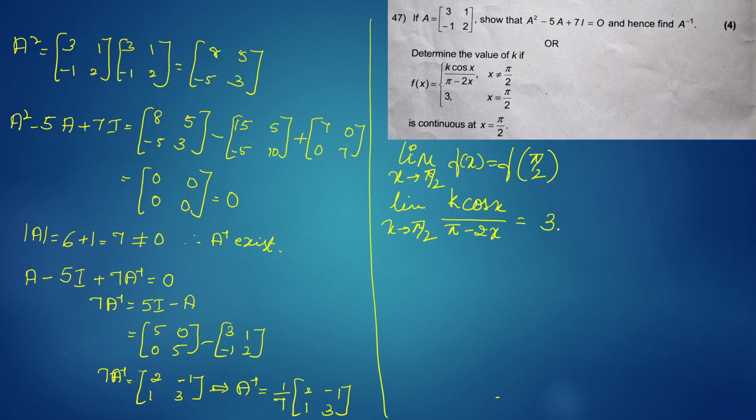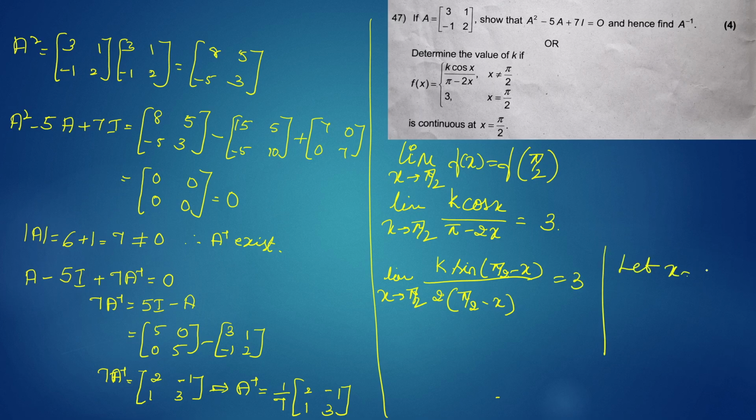Now cos x can be written as sine of pi by 2 minus x. In the denominator, take 2 common. Then that can be written as pi by 2 minus x again. We have the limit x tends to pi by 2. Let us consider x minus pi by 2 is equal to theta. As x tends to pi by 2, we get theta tends to 0.